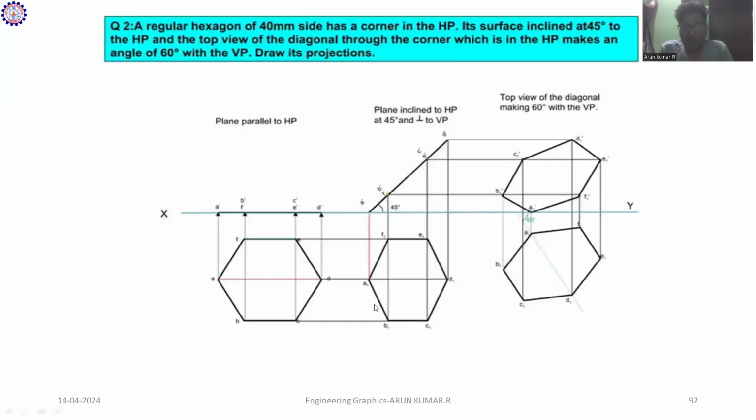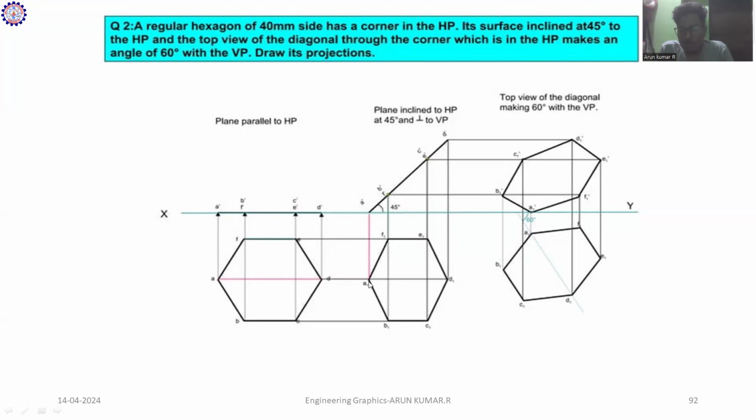So then we have to move to the next question. What is the question here? The top view of the diagonal through the corner in HP. So what is a corner in HP? Here A1 and D1 are the corners in HP. So here is a plane, which is called the top view, as mentioned in the question. This corner which is in HP is making an angle of 60 degrees.